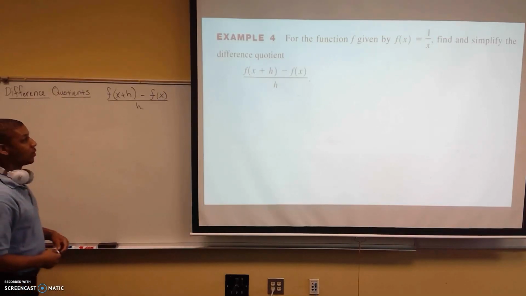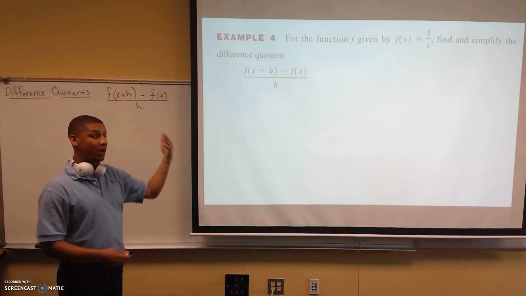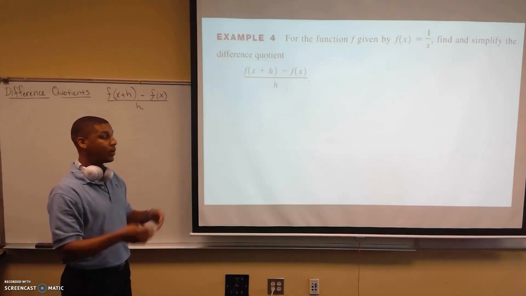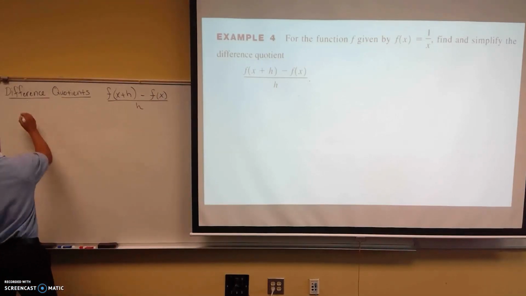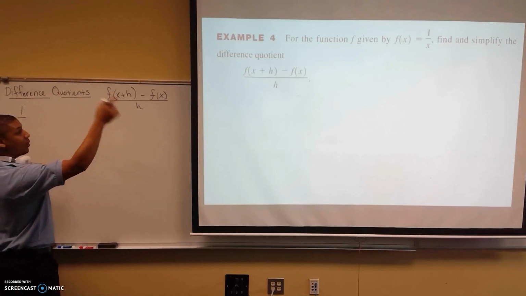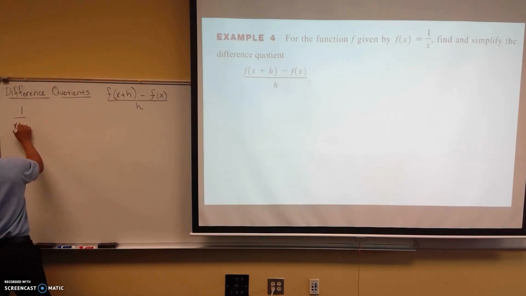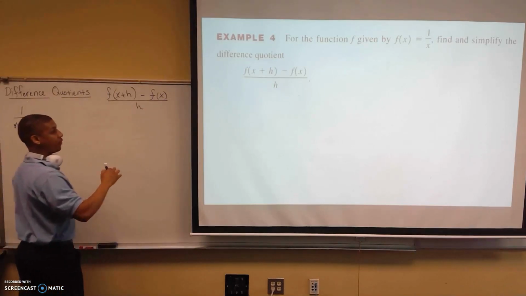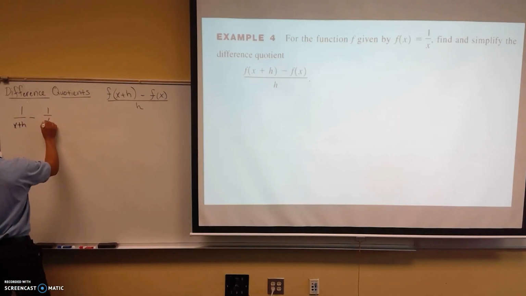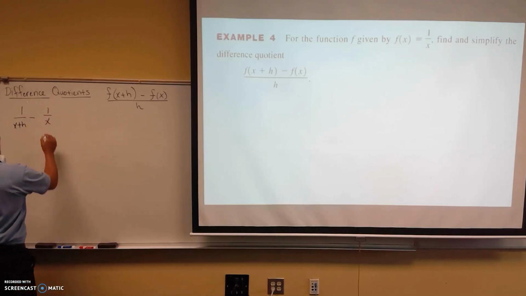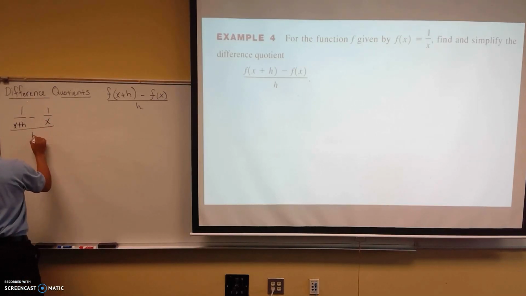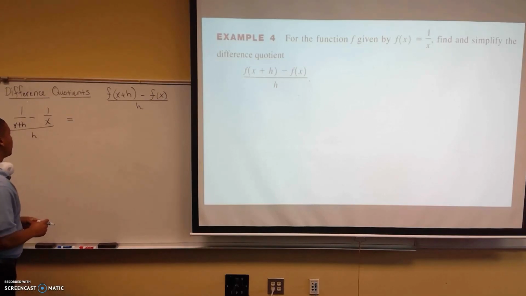So nothing changes. Remember, part 1 is anytime I see an x, I'm just going to replace it with x plus h. So I have 1 over x, but I'm going to replace it with 1 over x plus h, minus the function itself, which is just 1 over x, and it's all over h. So now we want to go ahead and simplify.